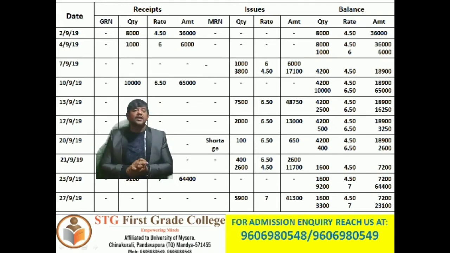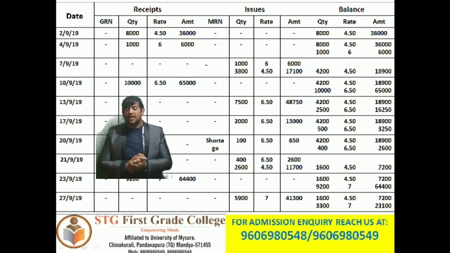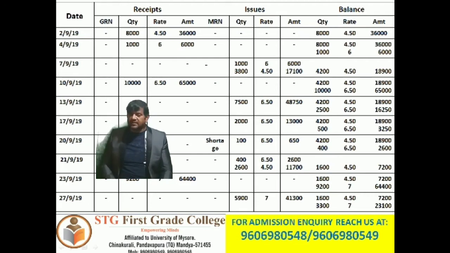In the receipts column, GRN nil, quantity nil, rate nil and amount also nil. But under the issue column, MRN nil, but quantity issued 4,800. Look at the balance of 4th September. Since we are supposed to issue last in, first out, which is the recently added, that should be issued first. In the 4th September balance column, the recently added is 1,000 units.